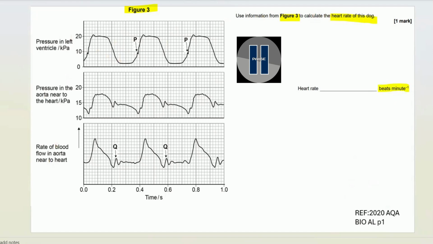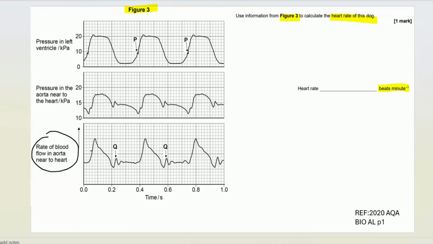Okay, right. I'm using a highlighter just to identify some of the key points. Like we need it in beats per minute, not beats per second. But the time we've got at the bottom of all three graphs is seconds. And all you have to do is find the same point on each graph on the curve and then go to the next identical point on the curve. So we could do it from P to P in the top graph or Q to Q.